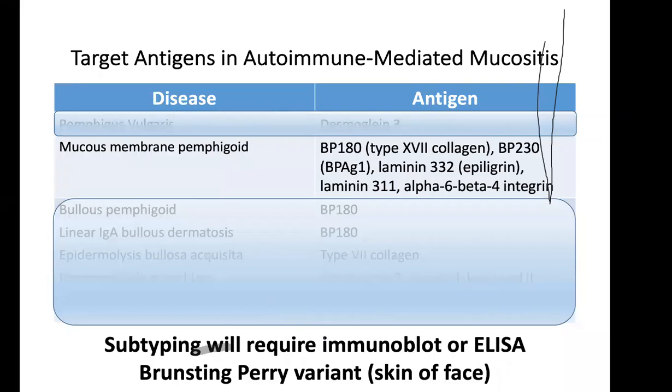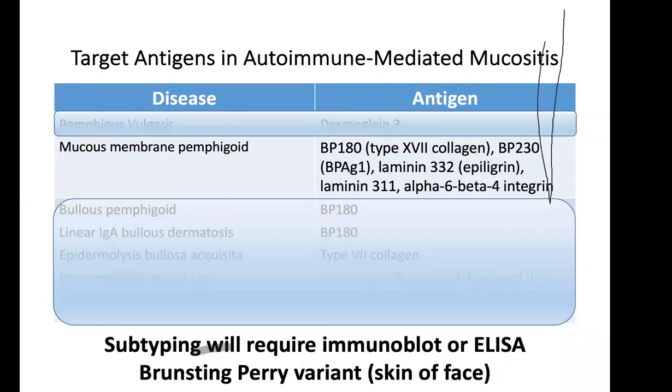I think that's only for research purposes, and it's of only theoretical importance, because in any given antigen eliciting an antibody response in mucous membrane pemphigoid, the clinical features, the histopathology, and the direct immunofluorescence findings will be identical, and there's no difference in the way you manage these cases.